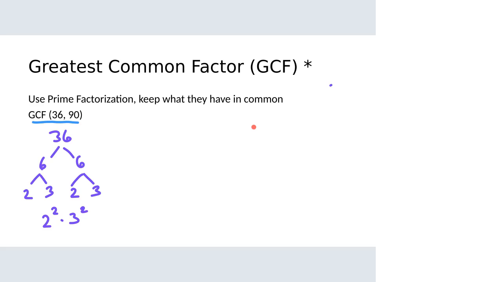Then I need to do 90, and I don't know, 9 times 10. And that might not be the way you saw either of those. Hopefully you got to the same place anyway. And then 9 is 3 times 3. 10 is 2 times 5. So this is going to be 2 times 3 squared times 5. And those are my prime factorizations.